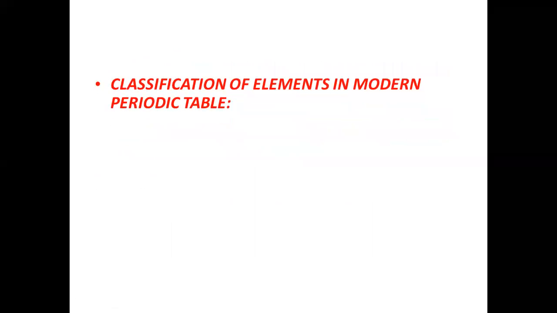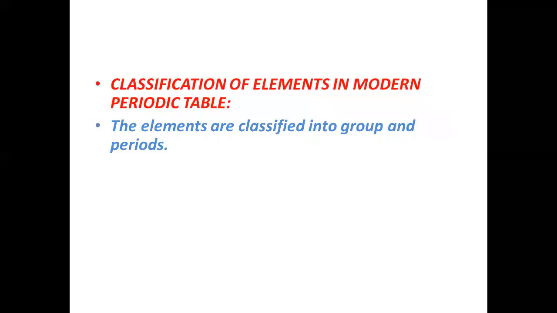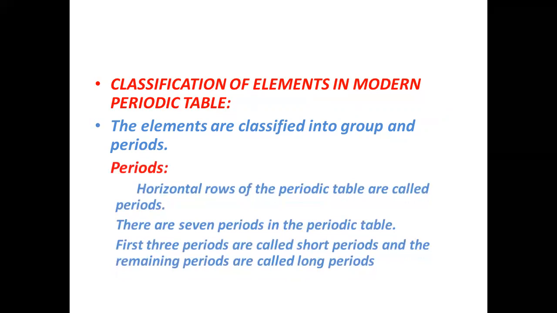Now, classification of elements in modern periodic table. The elements are classified into group and period. What are periods? Horizontal rows of the periodic table are called periods. There are 7 periods in the periodic table. The first 3 periods are called short periods and the remaining periods are called long periods.